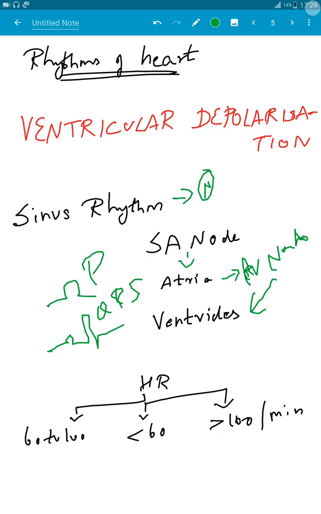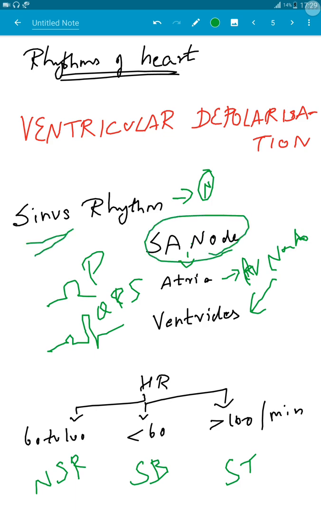And regarding the sinus rhythm, if the heart rate is 60 to 100, it is a normal sinus rhythm, NSR. If the heart rate is less than 60, then it will be sinus bradycardia. If the heart rate is more than 100, it is sinus tachycardia. This is the sinus rhythm, the normal rhythm, controlled by the pacemaker, the SA node.